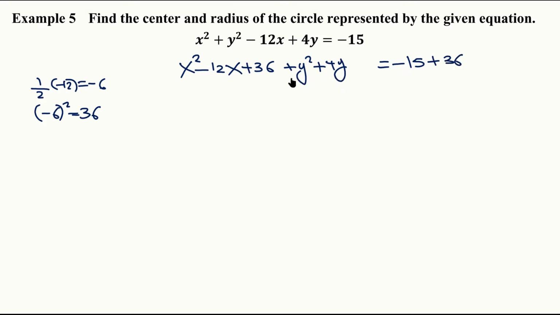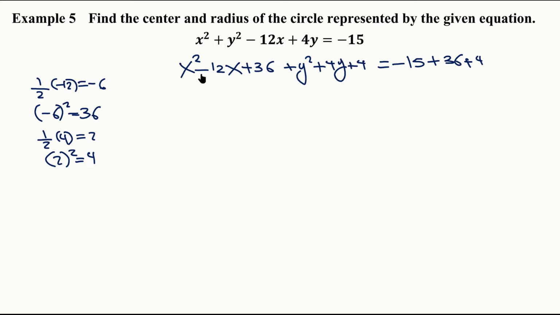Now we're going to complete the square on y² plus 4y. Again, we take 1/2 of 4, which is 2, and then we square that. So we get 4. So we add 4. So we also need to add that 4 on the other side.